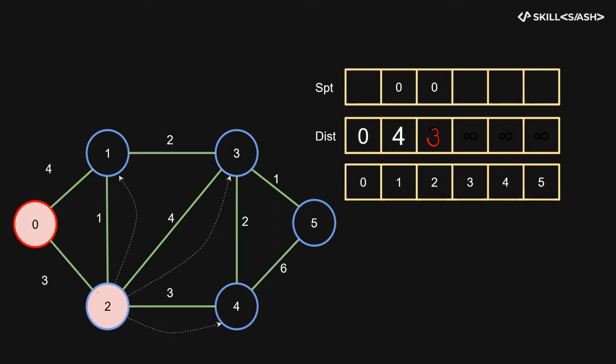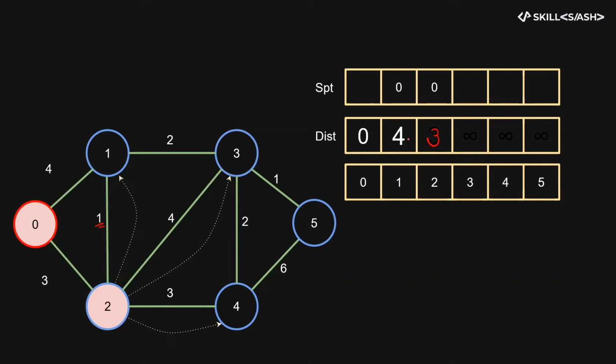Let's say we are starting from 2. So from 2 I can reach 1, from 2 I can reach 3, and from 2 I can reach 4. The same logic which I applied for 0, I'll apply over here. From 2 I can reach 1 via one path, so 3 plus 1, 4 units of path, I can reach node 1. Is it lesser than the already existing? No. Then I'll not update it.